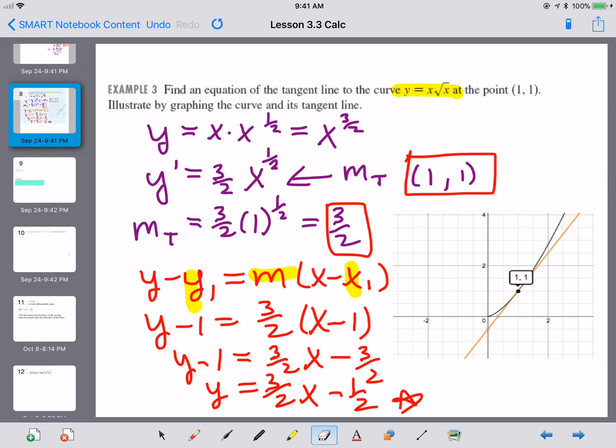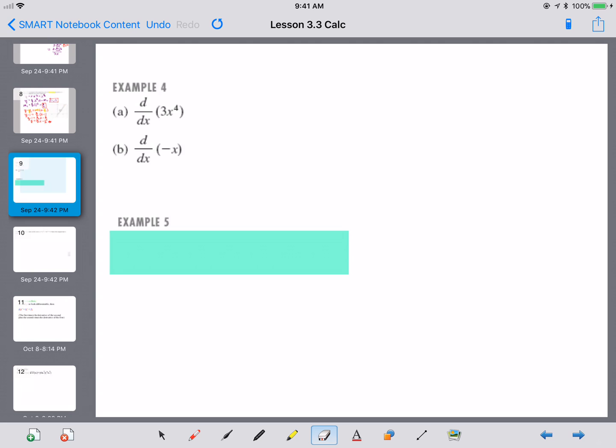Let's do another one. So here we're just practicing. So here for number 4a, we have a 3 that is a constant. We can pull that out in front of the x to the 4th and just take the derivative of the x to the 4th. The x to the 4th follows our power rules. So we are going to drop down the 4 and drop the power by 1, and then just clean it up a little bit. So the answer is 12x cubed.